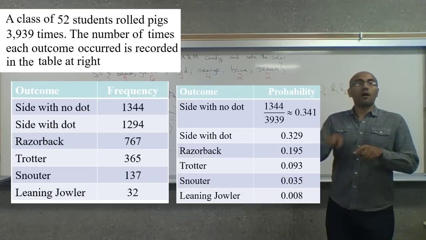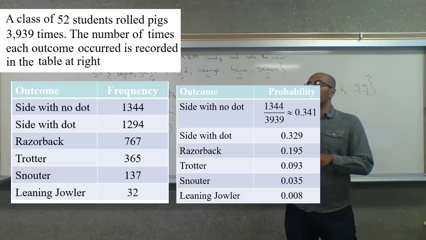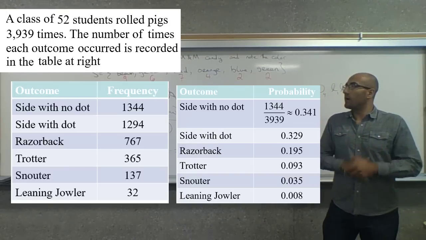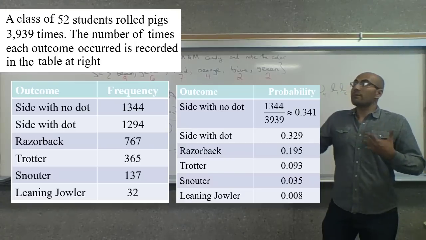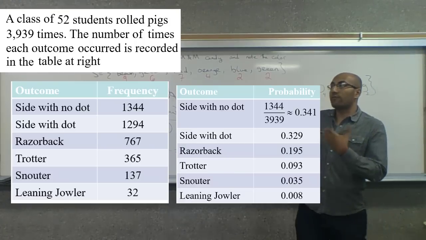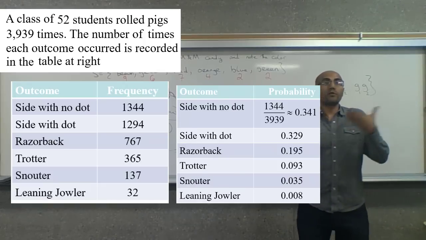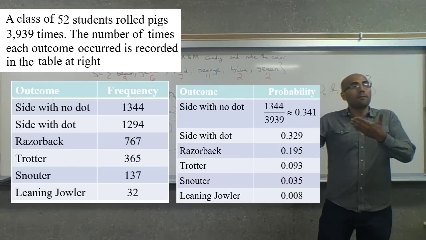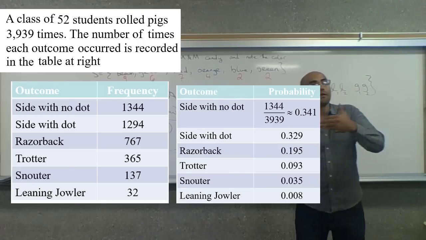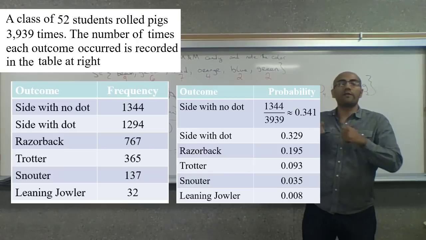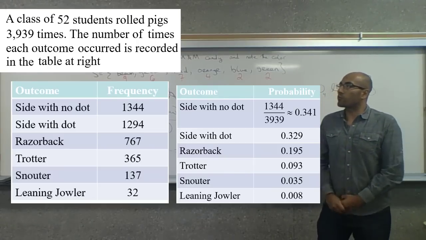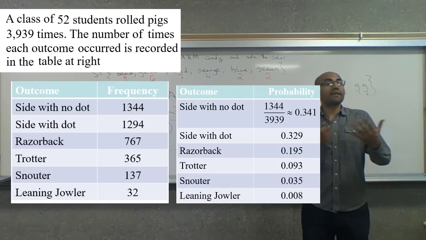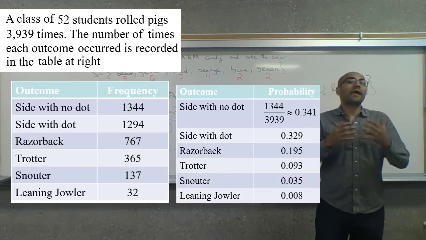Okay? So as we saw before, with the law of large numbers, as we do it a large number of times, the results are going to begin to approach their real probability. So the real probability might be, for example, exactly 34% for the side with no dot. We don't really know what the real answer is. Or maybe the real answer is 34.5. I don't know. Maybe if I kept doing this more often, I would see that they're a little bit different. If another group of people rolled this little pig 3,939 times, they might get slightly different results. But they're not going to be that much different, right?